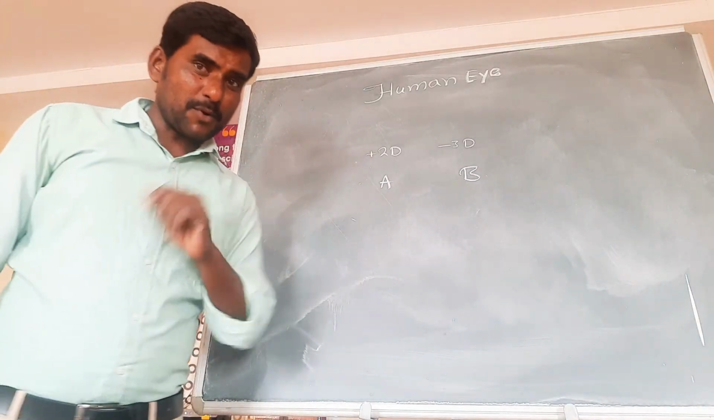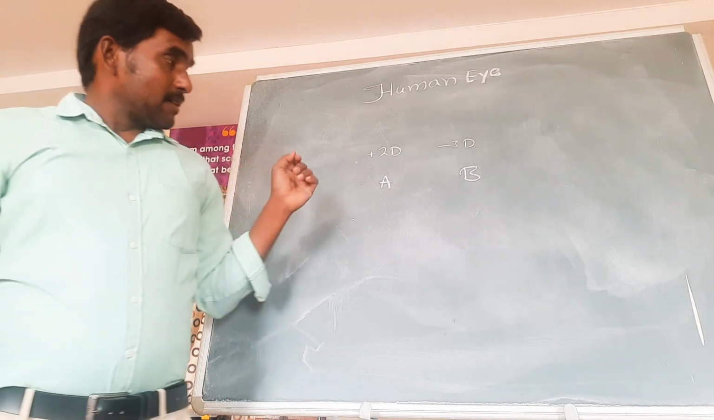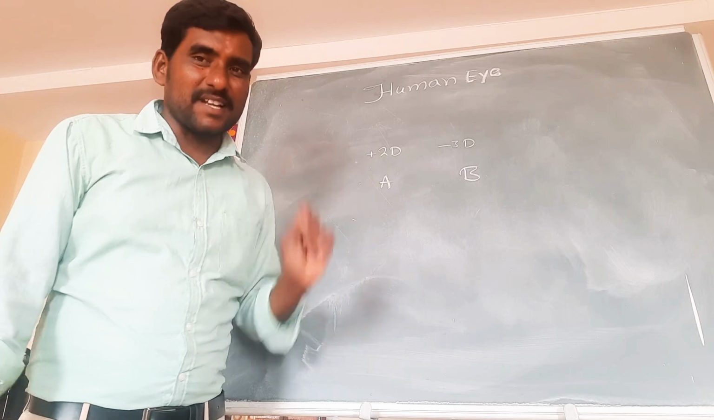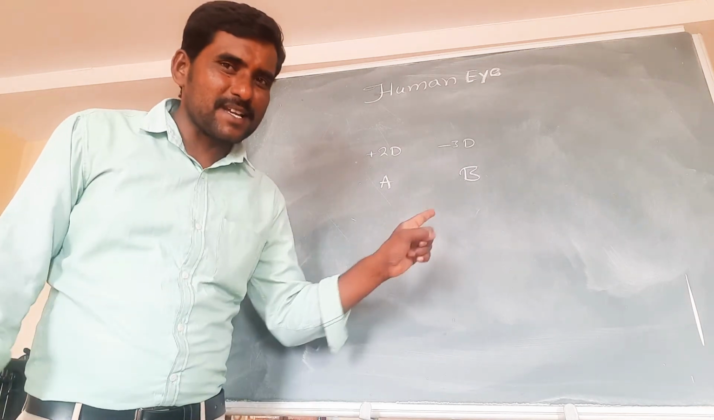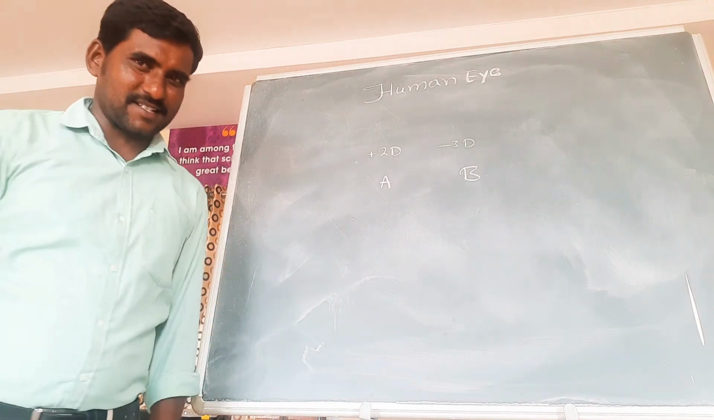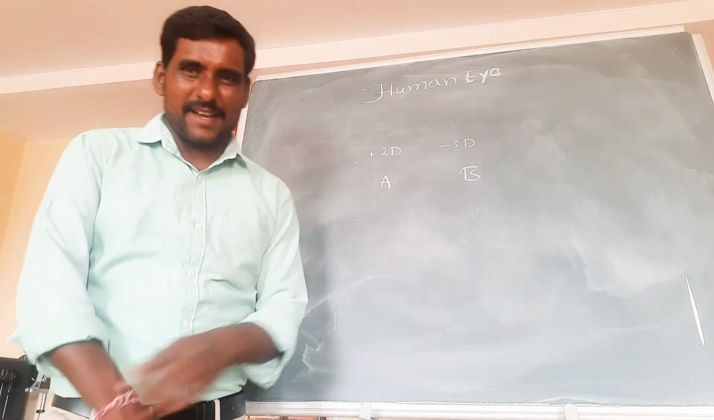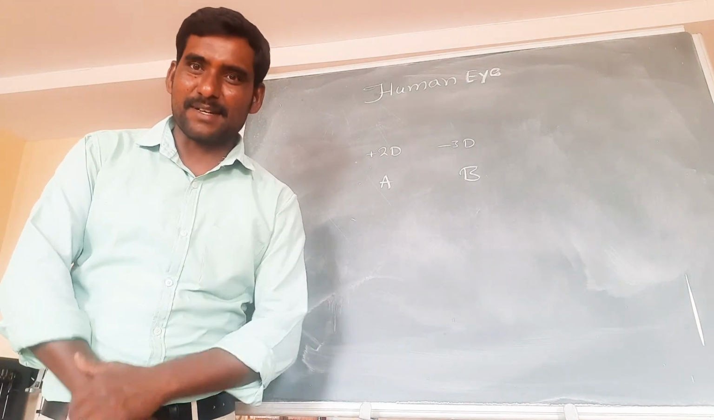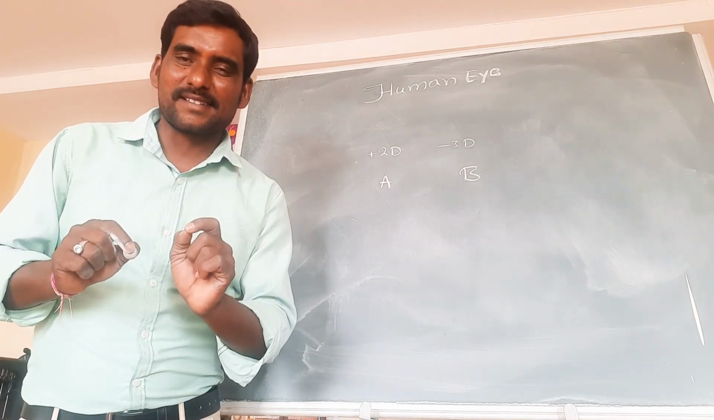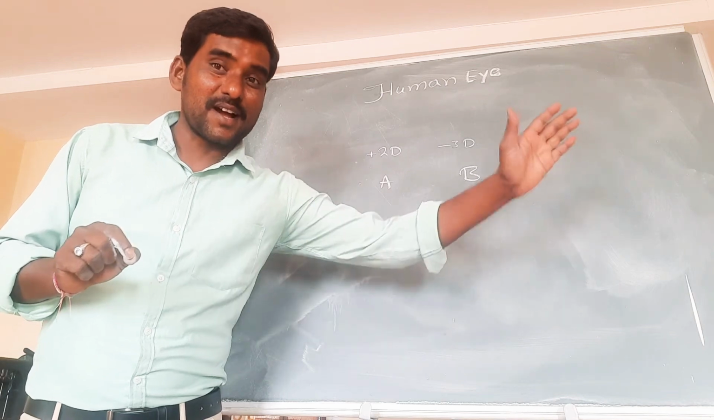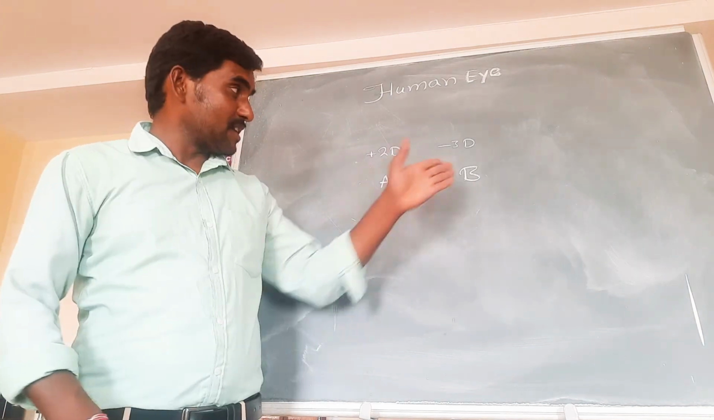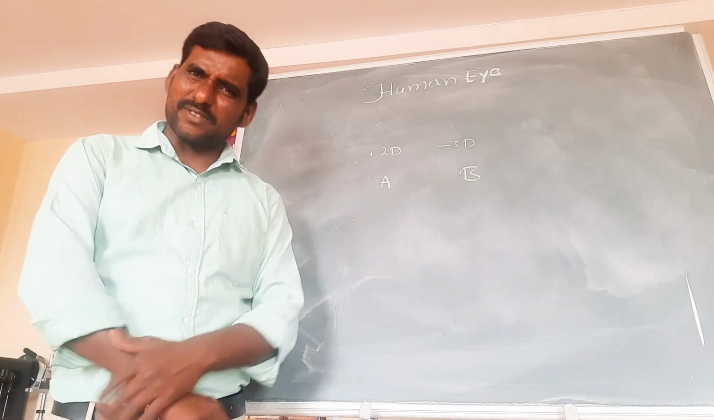See, one more question. Doctor advised person A to use a plus 2D lens. Doctor advised B to use a minus 3D lens. They are asking some questions here. What is the vision defect of A? Very simple. If it is plus, remember it is a convex lens. A convex lens is used for hypermetropia. So the vision defect of A is hypermetropia. What is the vision defect of B? Myopia, because of minus.